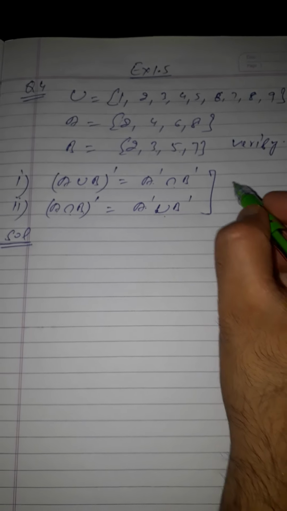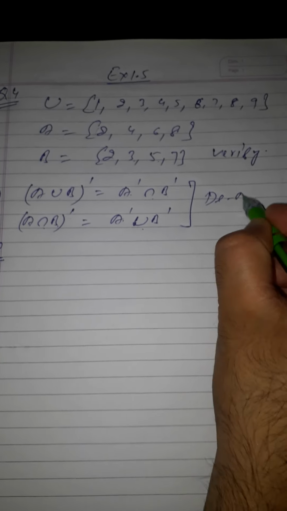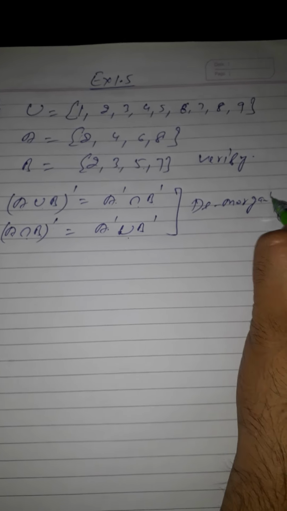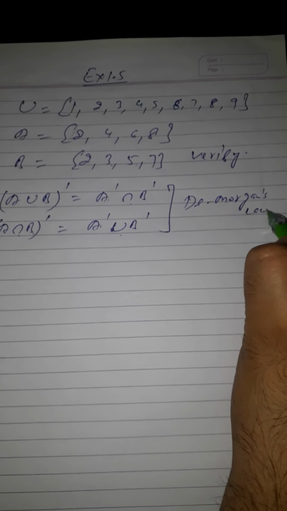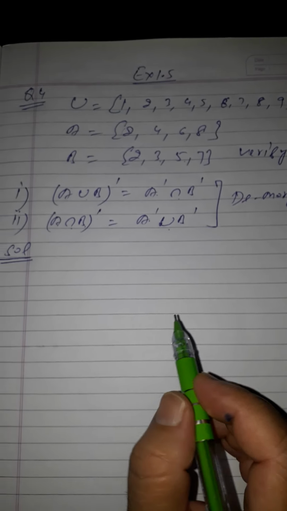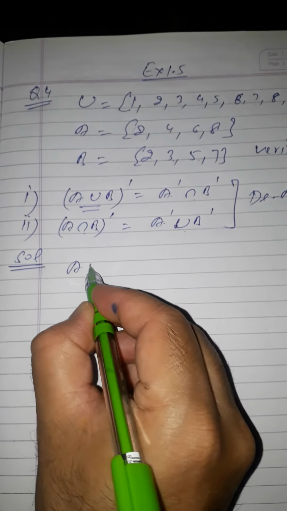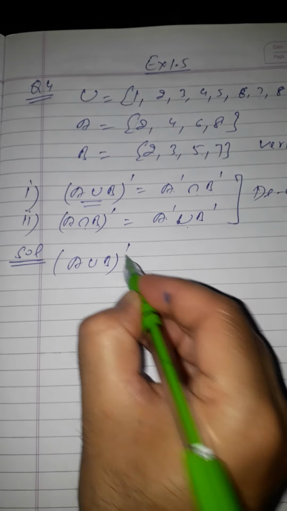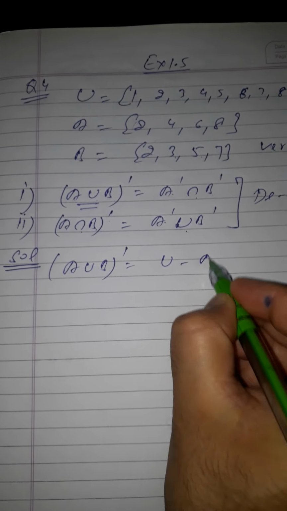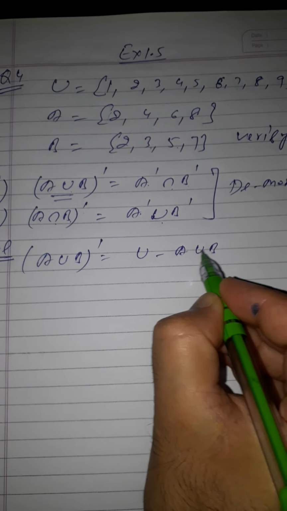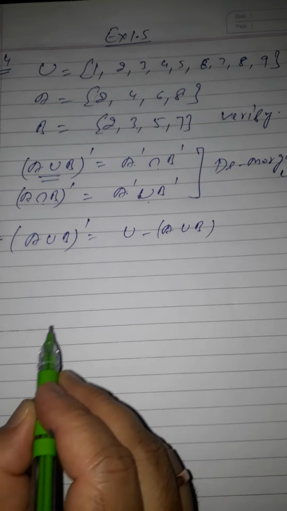If you will see, students, this is De Morgan's law. Now I am going to prove De Morgan's law here. First of all, I am coming with that part, that is (A union B)'. You all know that this is equal to U minus (A union B).